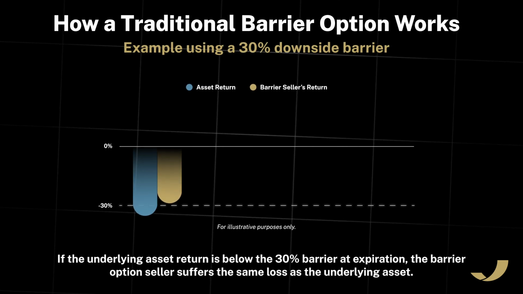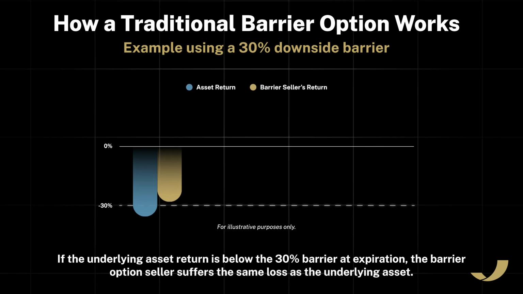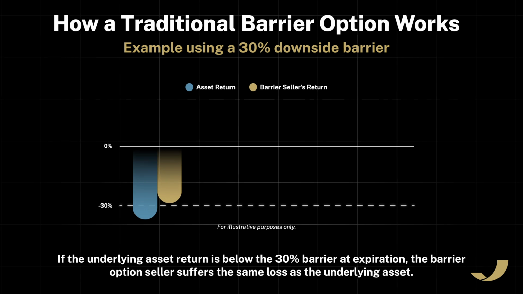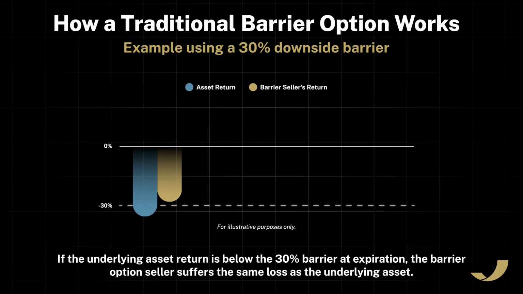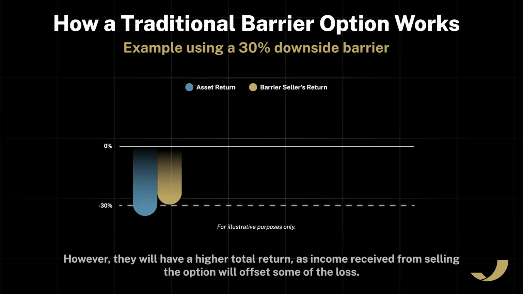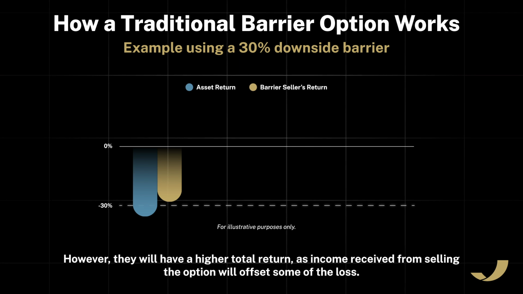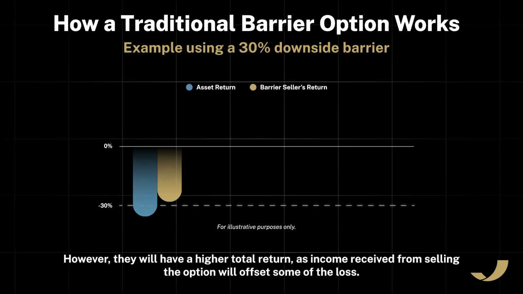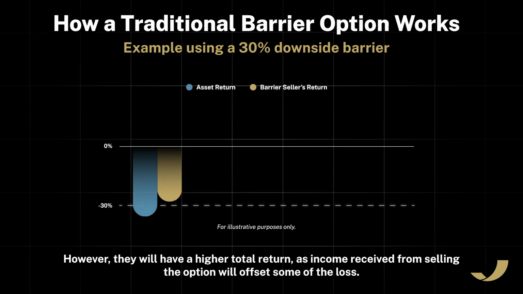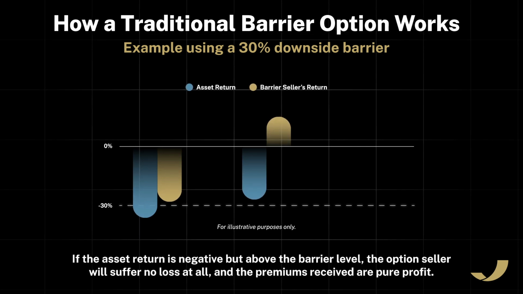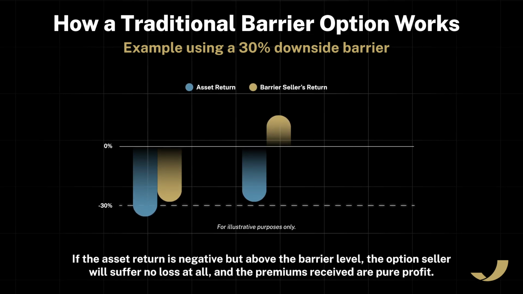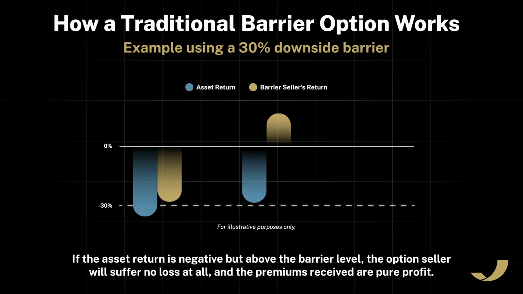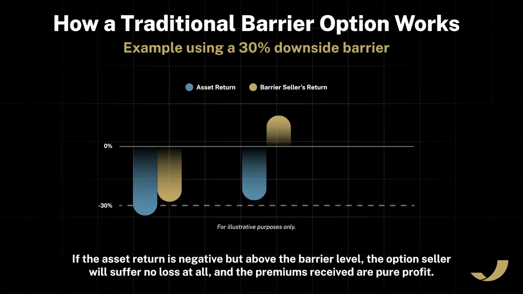If the underlying asset return is below the 30% barrier at expiration, the barrier option seller suffers the same loss as the underlying asset. However, they will have a higher total return as income received from selling the option will offset some of the loss. If the asset return is negative but above the barrier level, the option seller will suffer no loss at all, and the premiums received are pure profit.